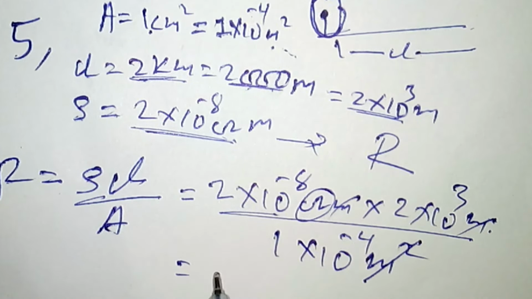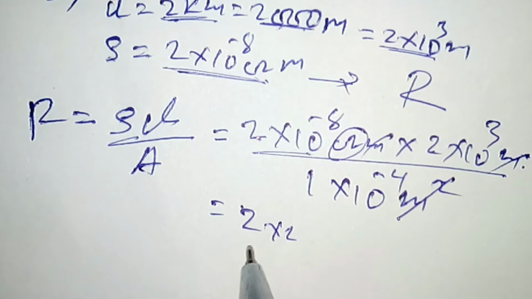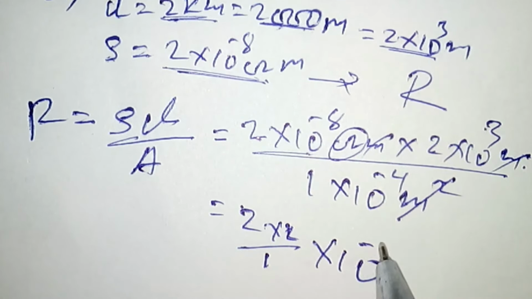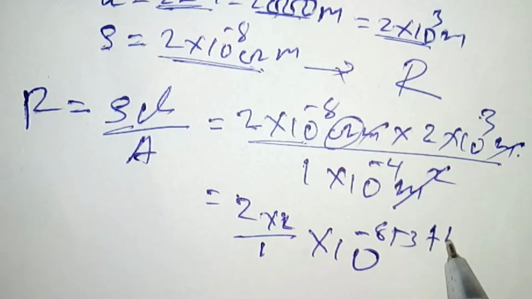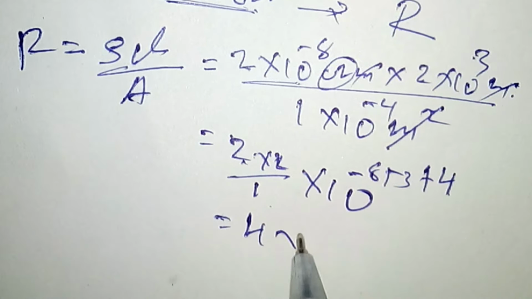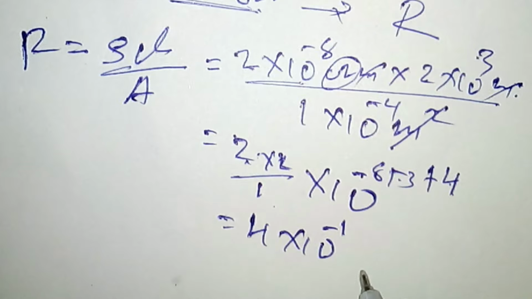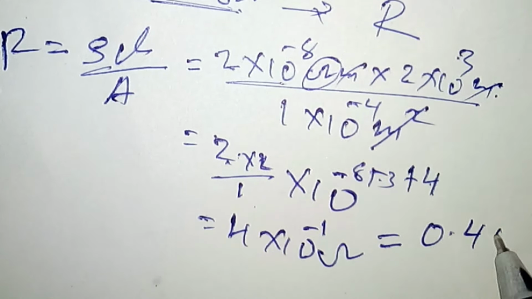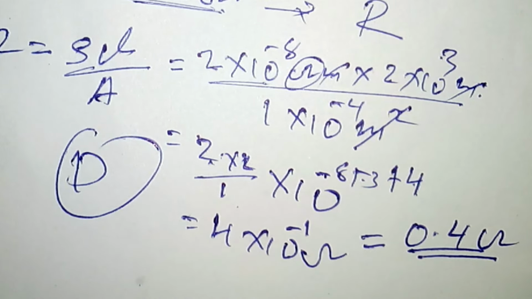If you multiply these numbers, this is 2 times 2 divided by 1 times 10 raised to, we add the powers, minus 8 plus 3, and minus 4 transferred upward becomes plus 4. So 2 times 2 divided by 1 is 4, times 10 raised to minus 8 plus 3 plus 4, which is minus 1, and only ohm is left. This equals 0.4 ohm. So the correct answer is alternative D, which is 0.4 ohm.